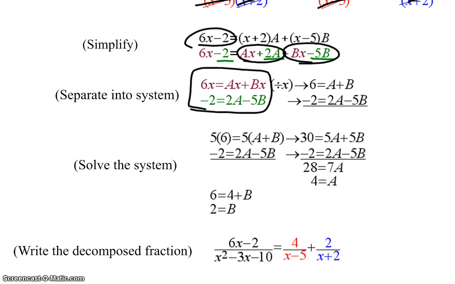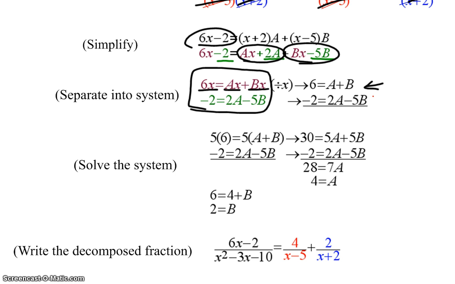Now, to make this into a system I could solve, I needed only two variables, and I had that extra x floating in there. But since it was in each term of that statement, I was able to divide the x out and ended up with the equations 6 equals A plus B and negative 2 equals 2A minus 5B. Now I chose the elimination method to solve the system of equations because I'm very fond of it. You're welcome to use any method you want, substitution, whatever.